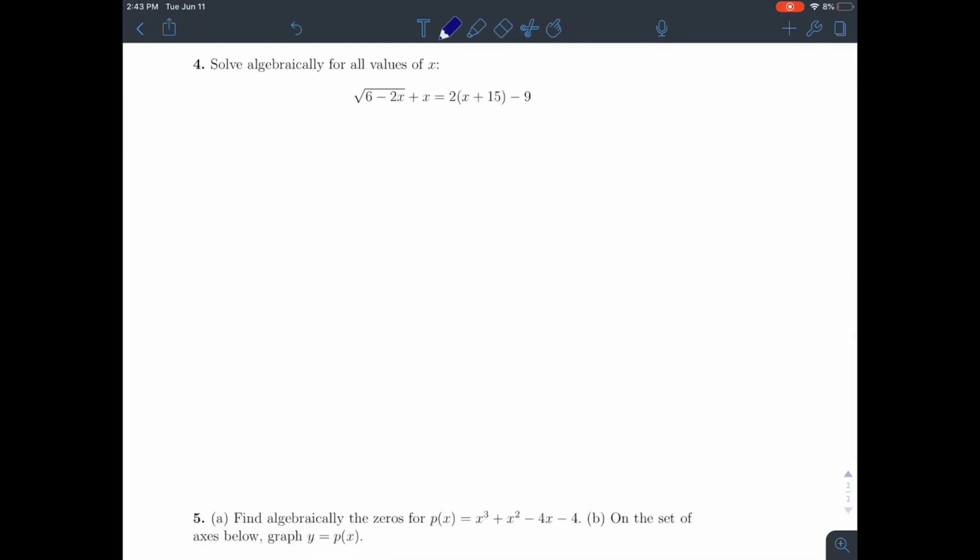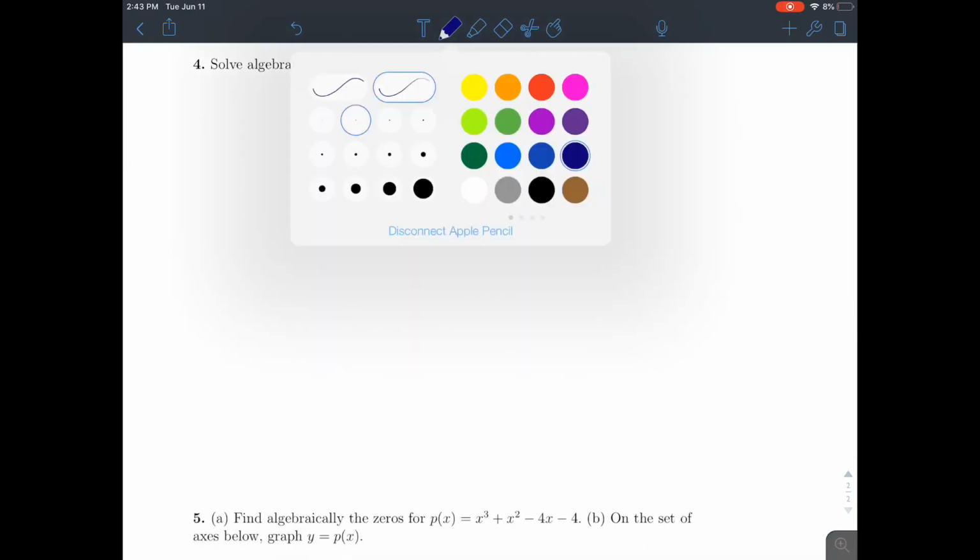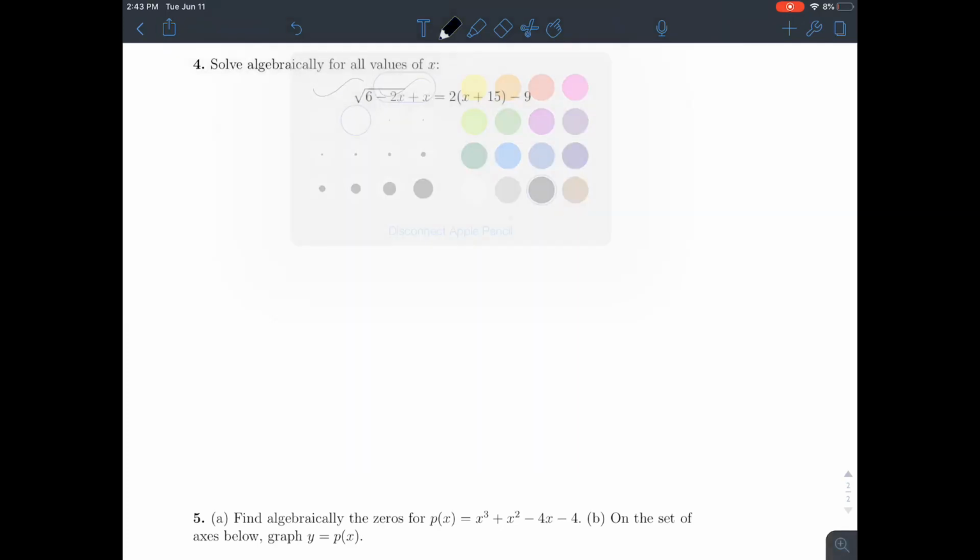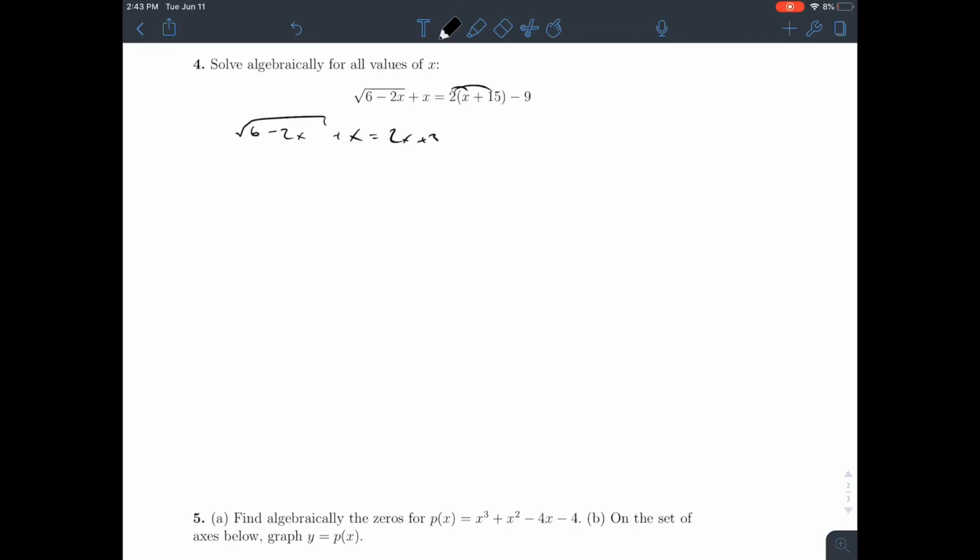For number 4, whoa, this one looks crazy, but it is a straight up algebra problem, so perhaps it's actually easier than a lot of the ones we have to do. So I see right here we should distribute. This gives us root 6 minus 2x plus x equals 2x plus 30 minus 9. Root 6 minus 2x plus x is equal to 2x plus 21. We subtract x on both sides. That gives us root 6 minus 2x is equal to x plus 21.